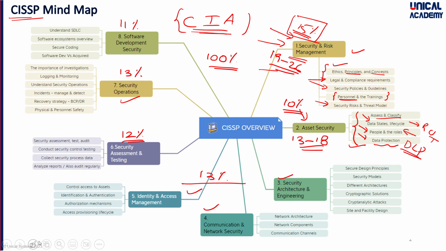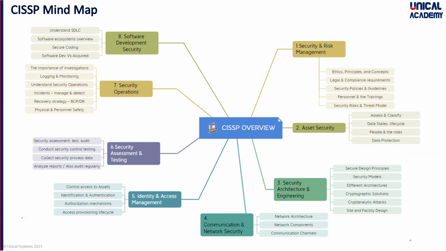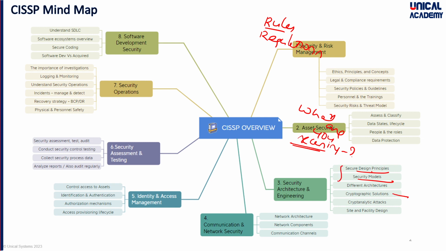So coming to security, let me erase to bring the neatness. First, the rules and regulations are covered here simply, and understanding what you are securing is covered here, and basic architecture. Okay, I want to safeguard this, but where are my architectural principles, potential security models, the solutions? Despite all this, what could be the possible attacks, and how do you safeguard the entire site and facility? That's actually discussed in the third.